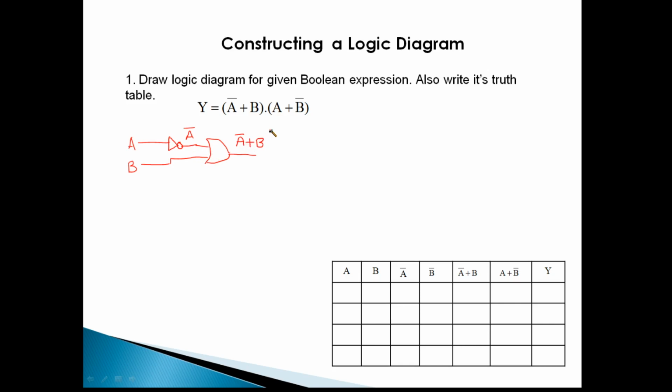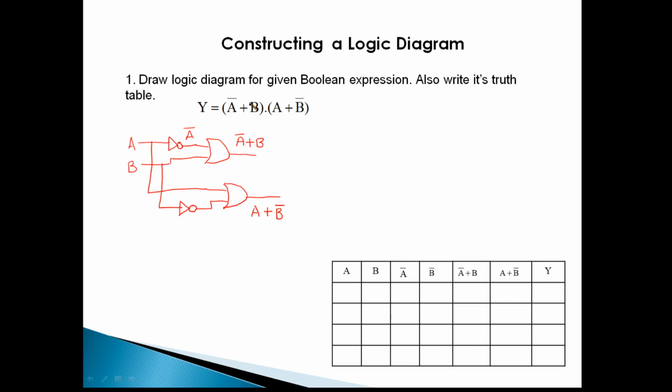For second bracket, you need A directly and B inverted. So let us take A directly and let us take B and invert it. So here you have to add NOT gate. And then these two inputs are given to an OR gate because you need OR operation here. So let us add OR gate. This OR gate will produce A plus B bar.